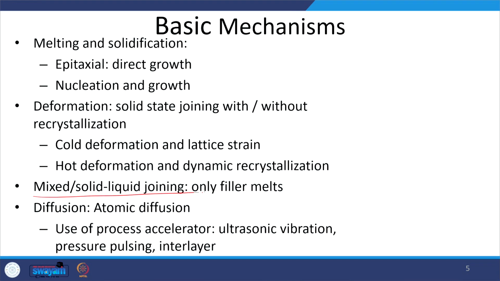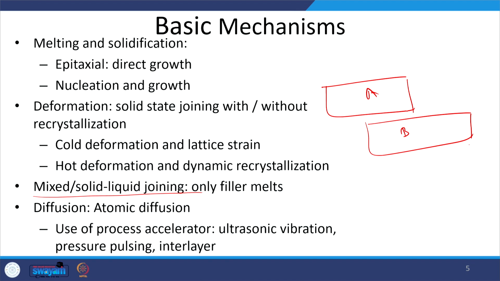Then in the case of liquid and solid state joining, as I said, we use the filler metal. Components A and B are being joined, the components are heated, then we put the filler metal in the form of brazing or soldering material, which on melting gets spread at the interface by capillary action, and on solidification we get the joint. Okay. Then there are diffusion based processes where atomic diffusion across the interface is responsible.